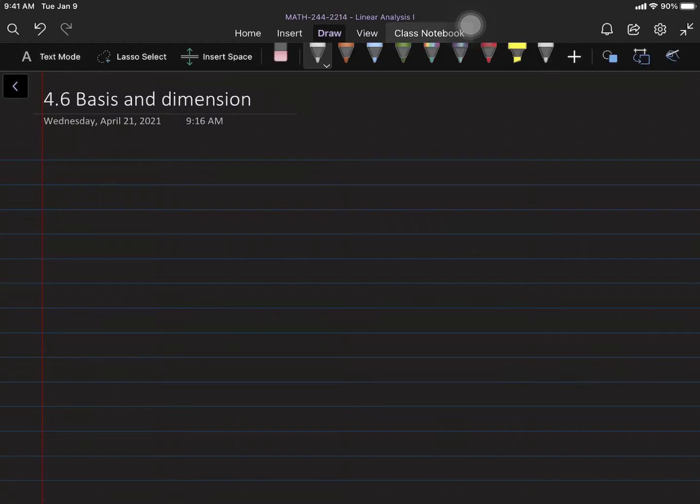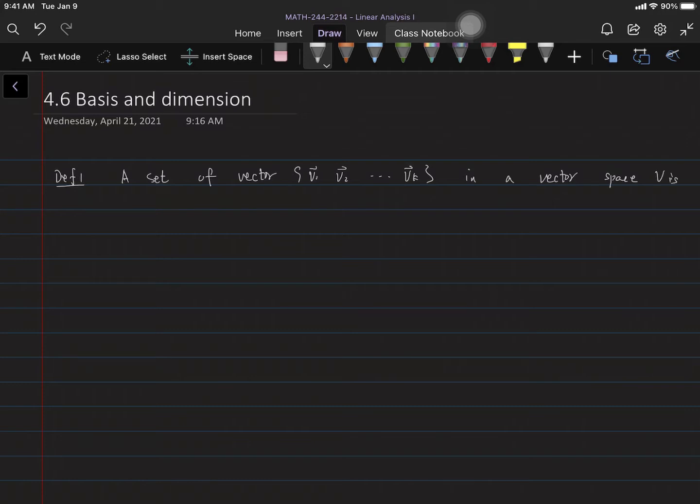What the basis means. Definition 1, basis. Right now we have a set of vectors, v1, v2 till vk. This is in general, and this is in a vector space. The vector space sometimes can be R2, R3, sometimes can be matrices, right?